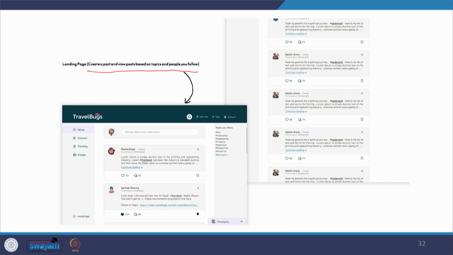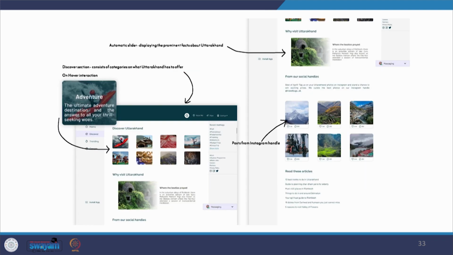And so how can we create the post and view the posts and categorize our information so it can be easily accessible. Then continuing with this, for example here the automatic slider will keep on displaying what the prominent features are. Then here in the discover section, what Uttarakhand has to offer. On hover, this interaction will work. Once we hover here, we will get some more information.